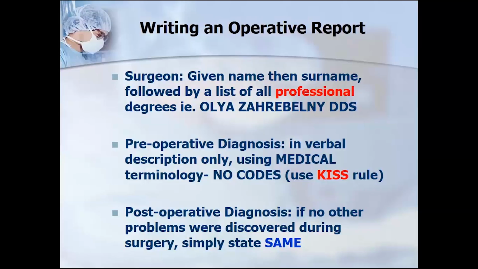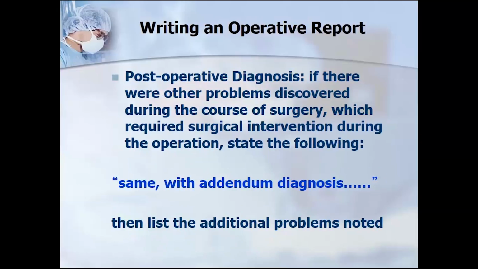For the preoperative diagnosis, we need description only, using medical terminology. No codes are stated on an operative report. For the postoperative diagnosis, if no other problems were discovered during the surgery, simply state same. For example, if there were other problems discovered during the course of the surgery which required surgical intervention during the operation, you would state same with addendum diagnosis.